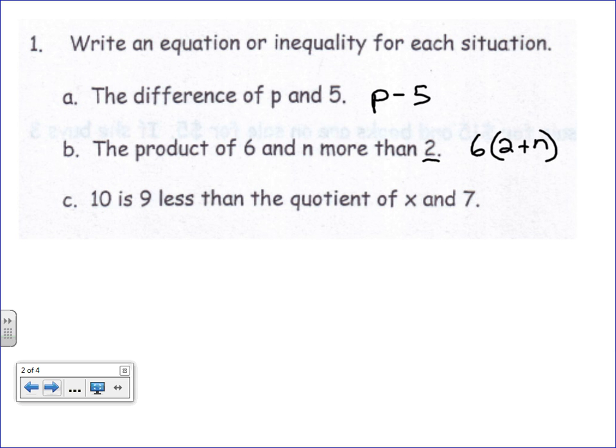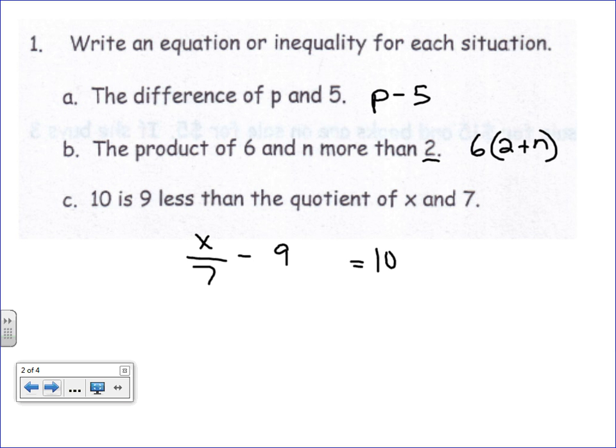All right. 10 is, what does the word is mean? Equals. So 10 equals 9 less than the quotient of x and 7. So x over 7 minus 9 equals 10. Now, like I said, this is a review, it's similar to some of the problems that are on the test. Tomorrow morning I'll get up here about 6:45 and you can come in here if you have some questions on the problems that I'm going to show you later today that you can practice tonight that are real similar to questions that are on the quiz as well.